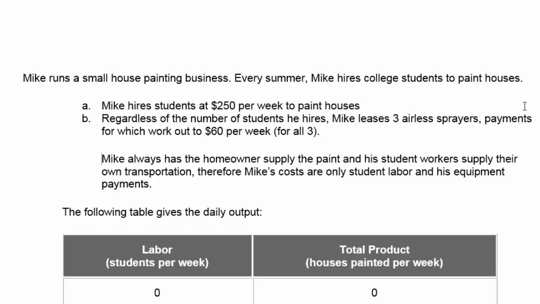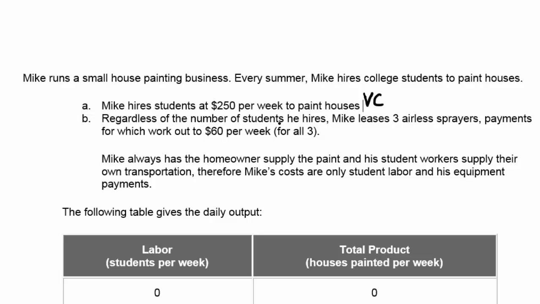Okay, so we've got Mike hires students at $250 a week to paint houses. What kind of cost is that going to be? That's going to be a variable cost, because if he doesn't paint any houses, he's not hiring any workers and not incurring it. Okay, and then it says in B, regardless of the number of students he hires, Mike leases 3 airless sprayers, payments for which work out to $60 per week for all 3.